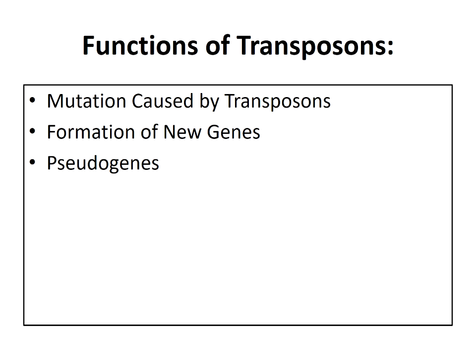The second function is formation of new genes. Exon shuffling, by which the functional units of two existing genes recombine, generates a new gene. Exon duplication and divergence also play a role in the formation of new genes.